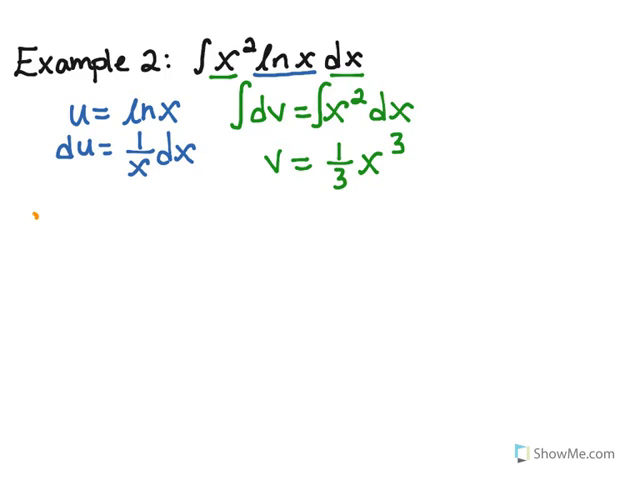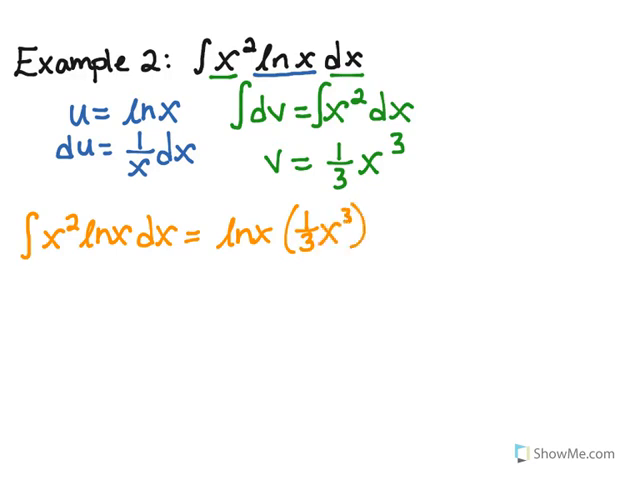So the formula says the antiderivative of x squared ln x dx is equal to uv. So u is ln x times v, 1/3 x cubed, minus the integral of v du, 1/3 x cubed times 1/x dx. Which looks like a much bigger mess than it's worth, but we're actually really close to having an answer.